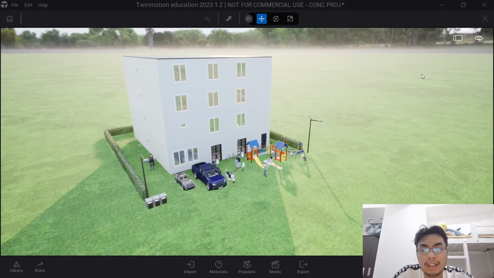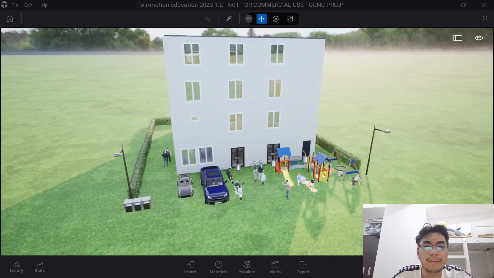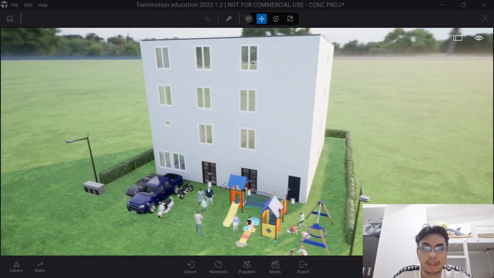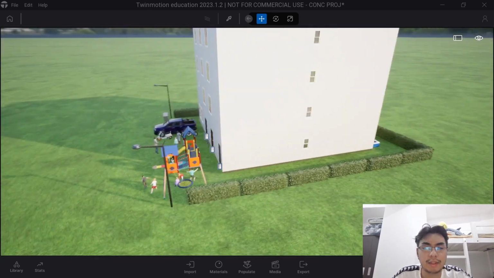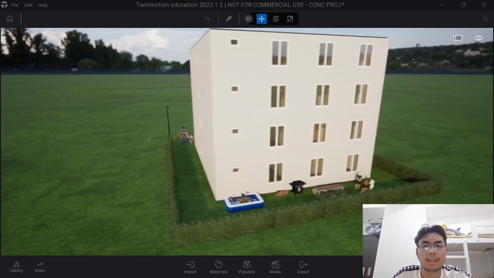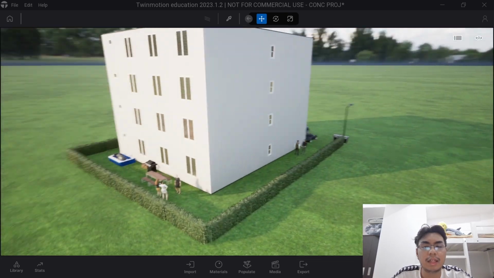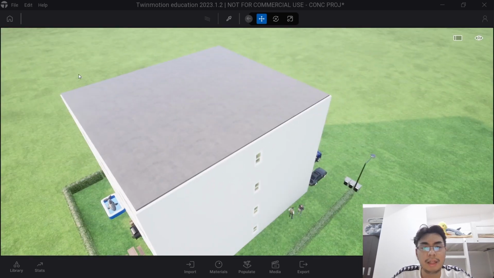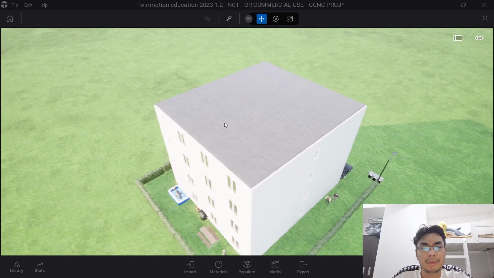You can see it is now imported to Twinmotion after drafting it in Revit, so you can appreciate it a little bit better. Here is the front elevation of the project. Then here is the right elevation of the project. Then here is the rear elevation of the project. Then here is the left side elevation of the project. Then here is the top elevation of the project, where it consists of a flat roof slab.